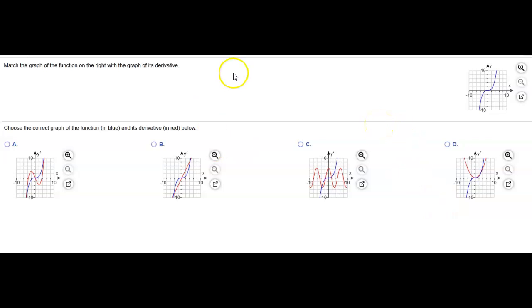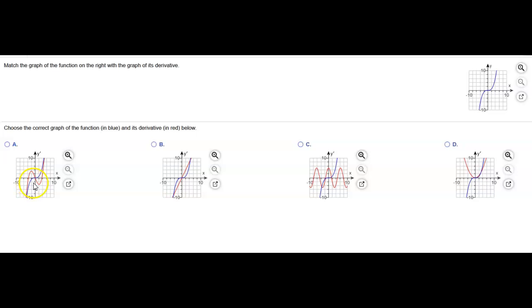Today I wanted to take a look at section 3.2, and here we're looking at number 12. We are trying to do a visual type problem where we're looking at some function. We don't know how that function is defined mathematically. We're just given a visual representation, and we want to try to identify it with the graph of its derivative.